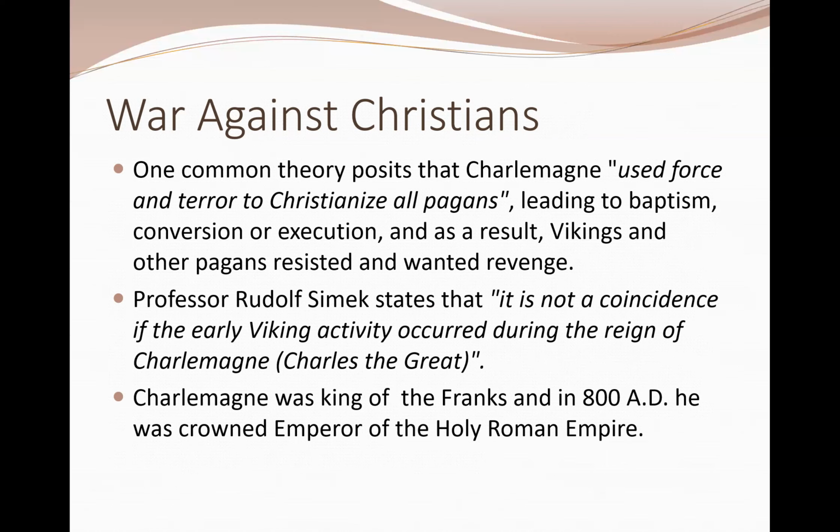Professor Rudolf Simic puts it this way: it is not a coincidence if the early Viking activity occurred during the reign of Charlemagne. Now, Charlemagne was the king of the Franks, who were the peoples who settled in modern-day France, and France gets its name from them. And in 800 AD, he was crowned emperor of the Holy Roman Empire. At this stage, the Pope needed an army, and he did a deal with Charlemagne and made him the first emperor of the Holy Roman Empire.